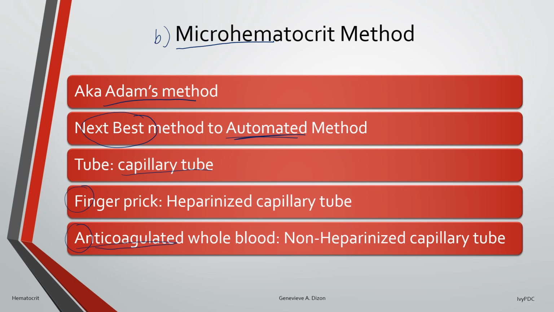If a specimen to be used is from a finger prick, the capillary tube to be used is the heparinized tube, since the finger prick does not have an anticoagulant yet. But if the specimen comes from a venipuncture with an anticoagulant, then a non-heparinized capillary tube should be used.